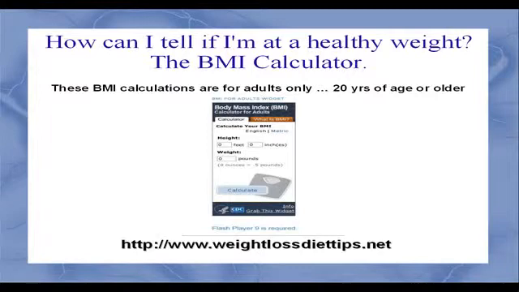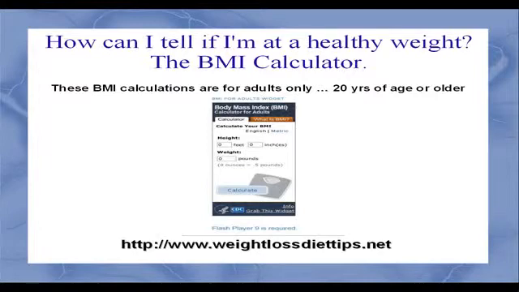Have you ever asked yourself, how can I tell if I'm at a healthy weight? One way to begin to determine whether you're at a healthy weight is to calculate your body mass index, or BMI. For most people, BMI is a reliable indicator of body fatness. It is calculated based on your height and weight. I've created this video to briefly explain how to use the BMI calculator and tables.